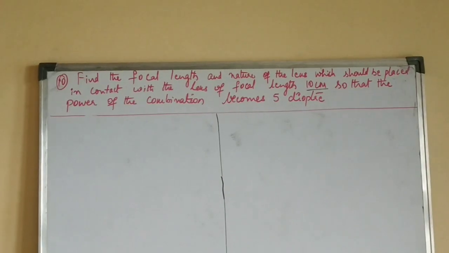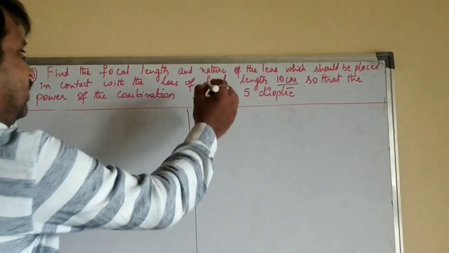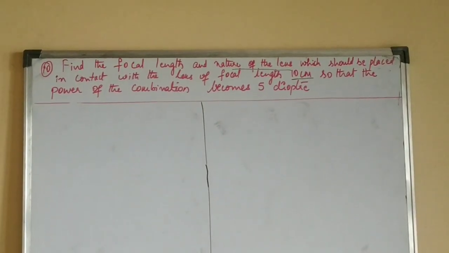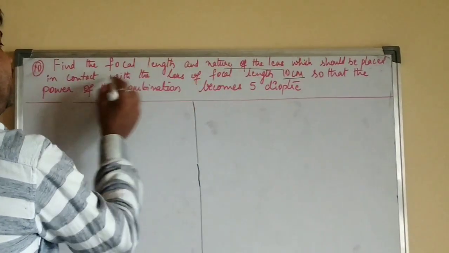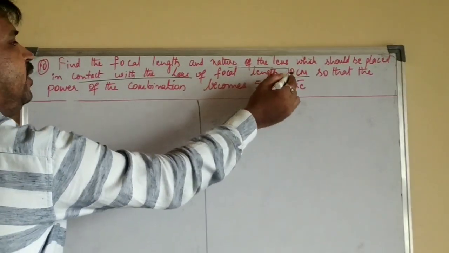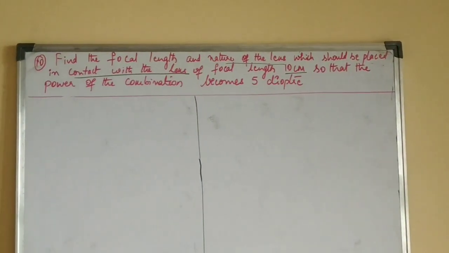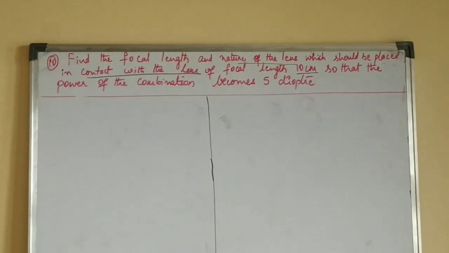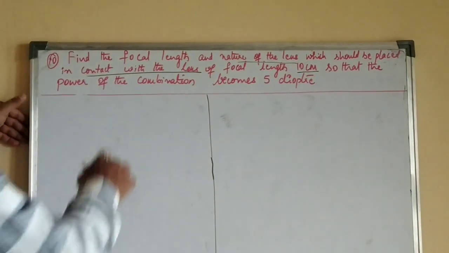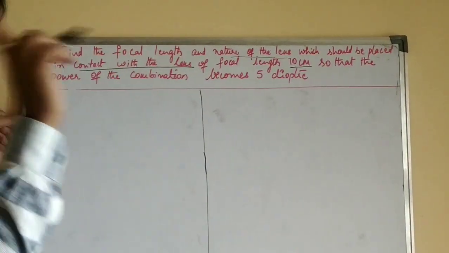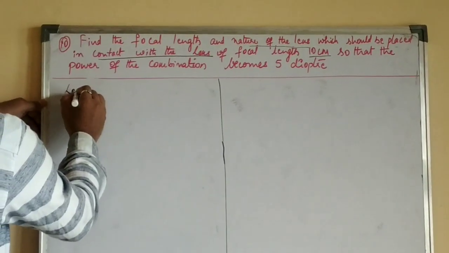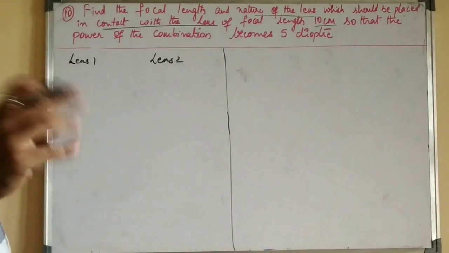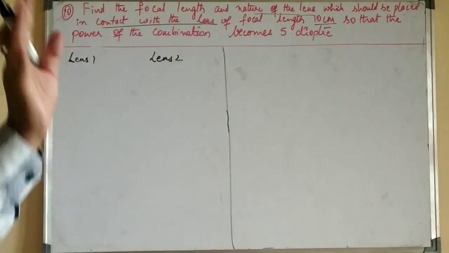Find the focal length and nature of the lens which should be placed in contact with the lens of focal length 10 centimeter, so that the power of the combination becomes 5 diopter. See, think. Now we have two lenses, okay? See here, we have to find the focal length and nature of the lens, first lens. Now this is lens 1 and this is lens 2. And we don't know what is lens 1, whether it is concave or convex. We have to find out.